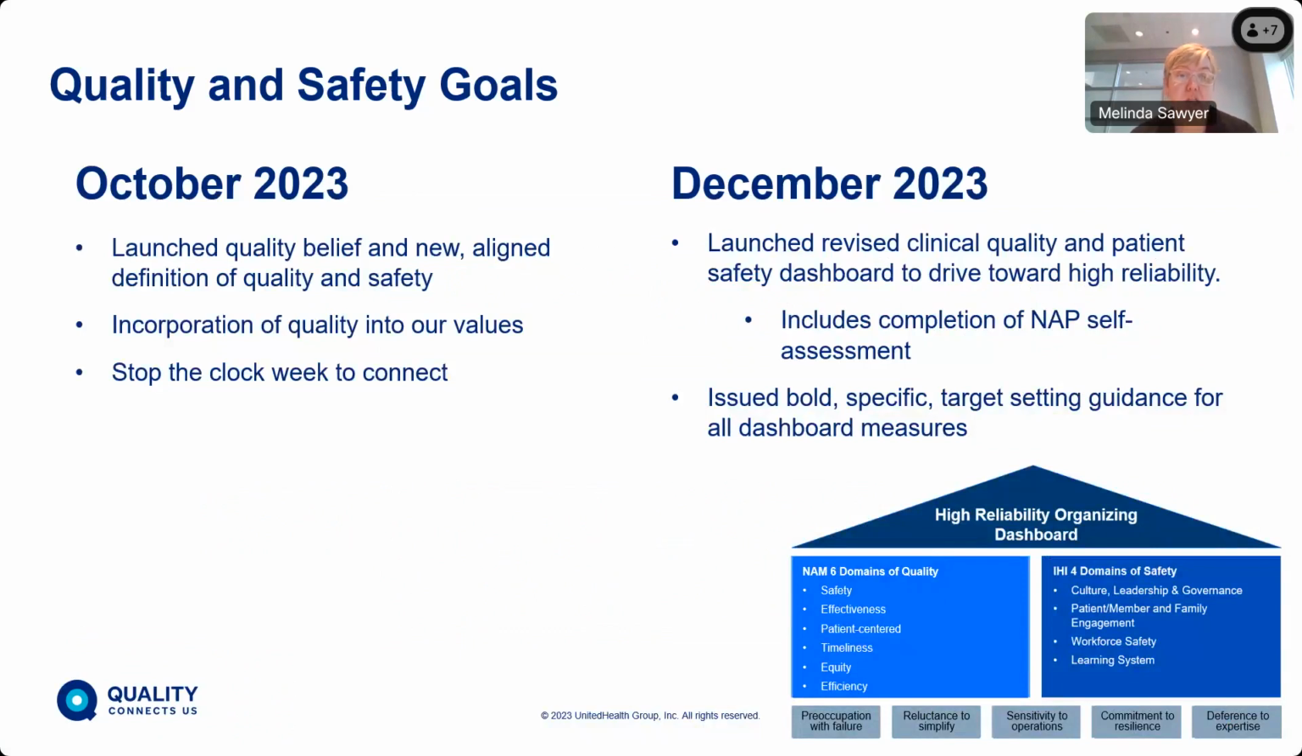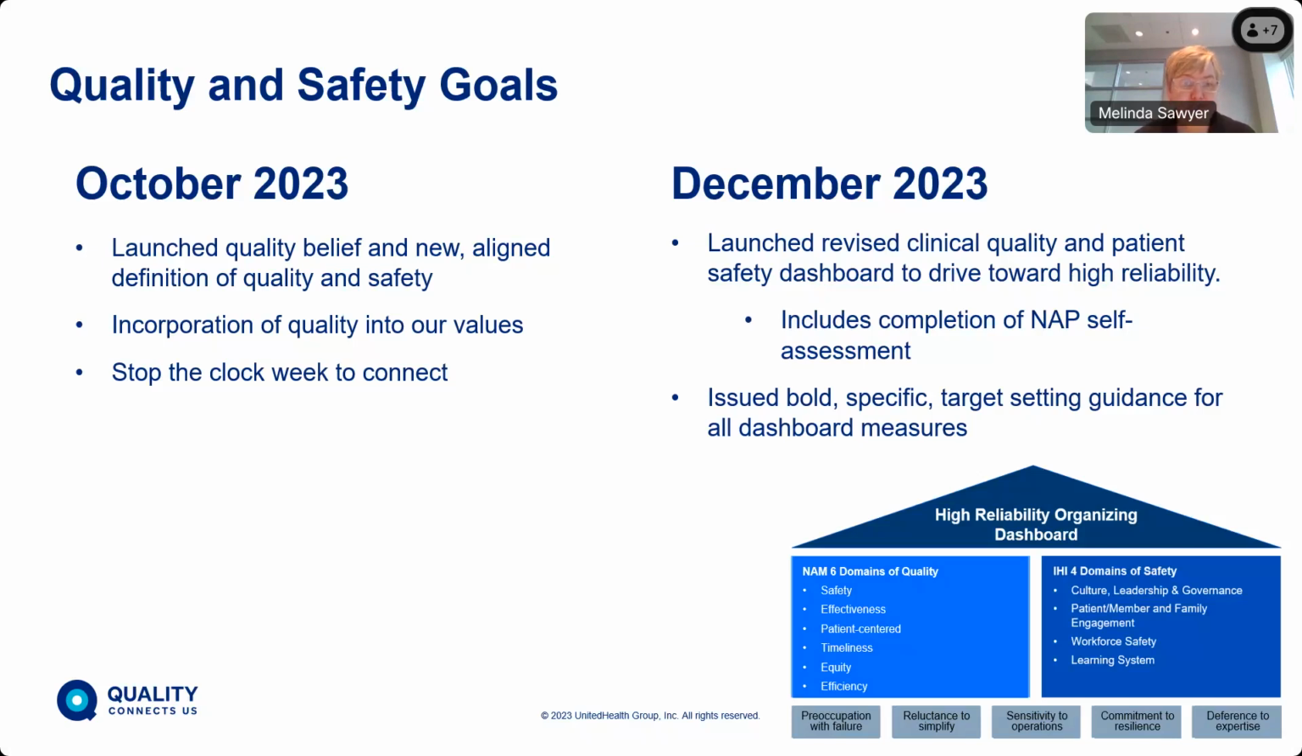In December, we launched our revised quality and safety dashboard to drive towards high reliability. You can see this includes the completion of the National Action Plan. We've set bold, specific target setting guidance for all of our dashboard measures. You can see here the domains of quality on the left for our quality metrics, and on this for our safety metrics, we use these 4 domains of safety from the National Action Plan self-assessment tool, and it's embedded at the bottom. You can see our high reliability principles.